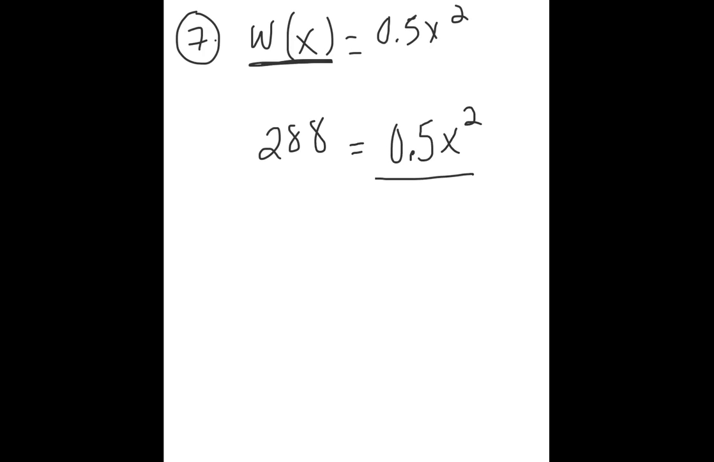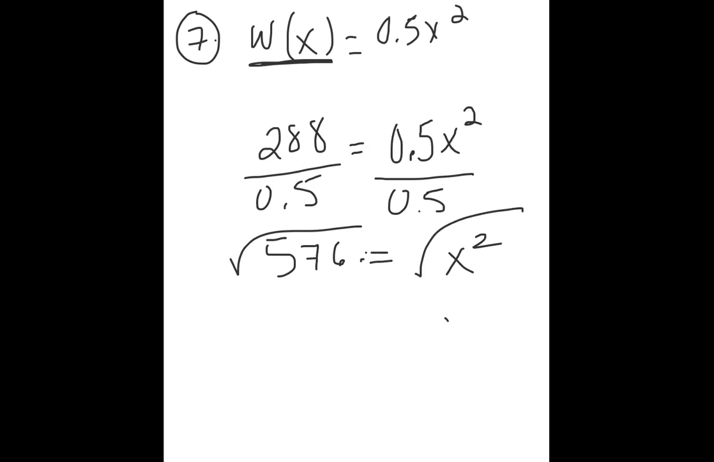So we divide both sides by 0.5, okay? I mean, you can go ahead and grab your calculator and throw this on the calculator, guys, but this is very straightforward. It's 576. And then you want to go ahead and take the square root of both sides. Take the square root of both sides, okay?